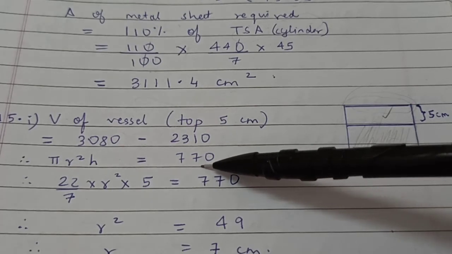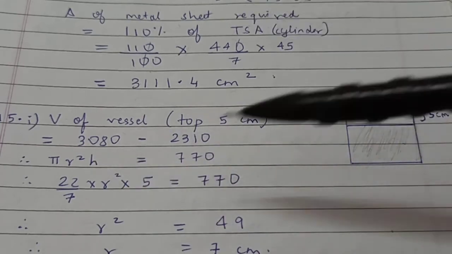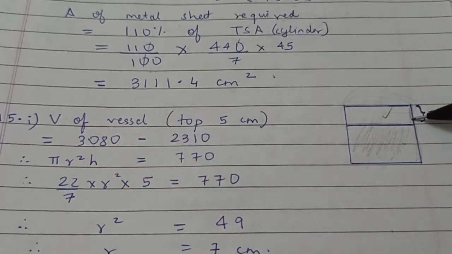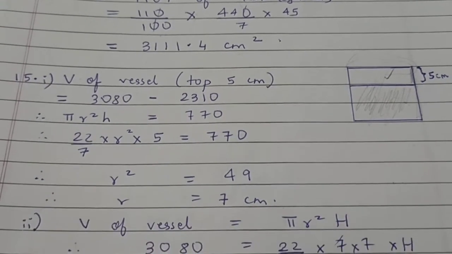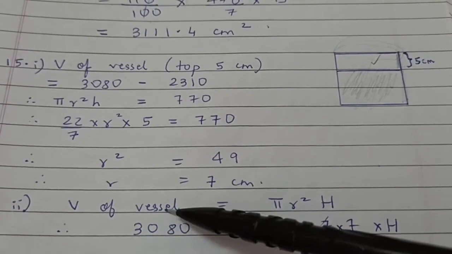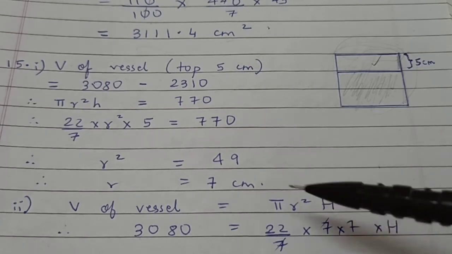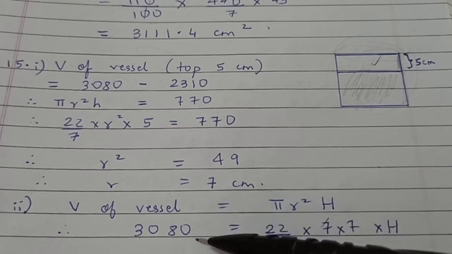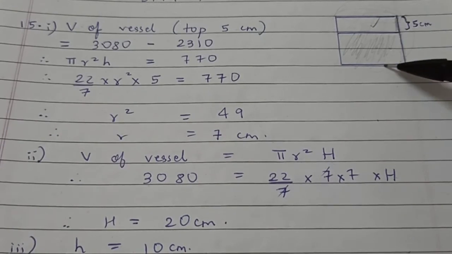But volume of cylinder is πr²h. Here r is how much, that I don't know. But height we know. 5 centimeters is the height of the cylinder we are considering right now. So solve and get the value of radius. Once you get the value of radius, then you can find the height of the vessel as well. We know that the volume of the entire vessel, formula is πr²H, capital H now. R remains the same, which is 7 centimeters we found out. Total volume is already given in the question. So substitute the values and get the value of height, which is totally 20 centimeters.